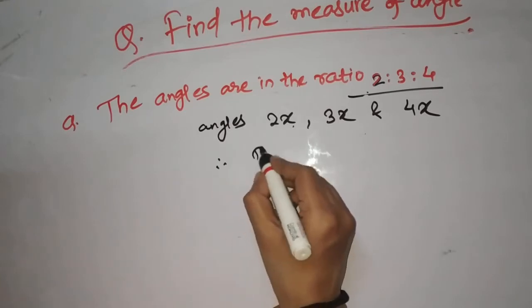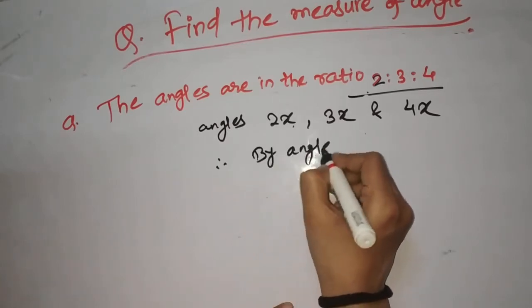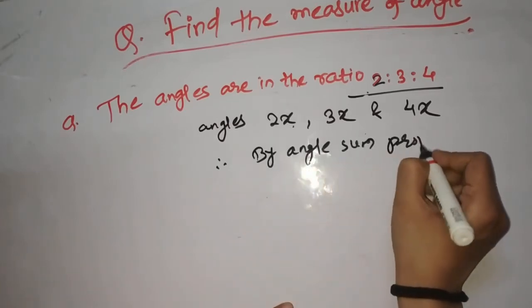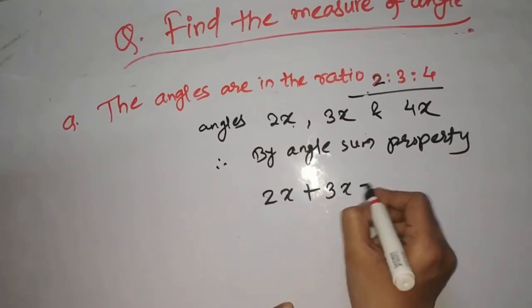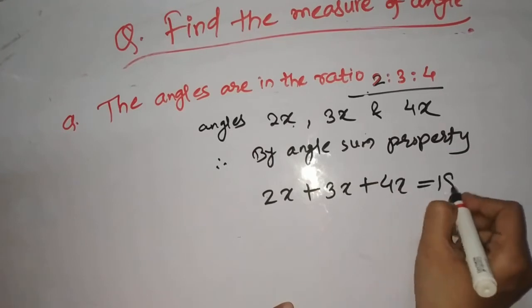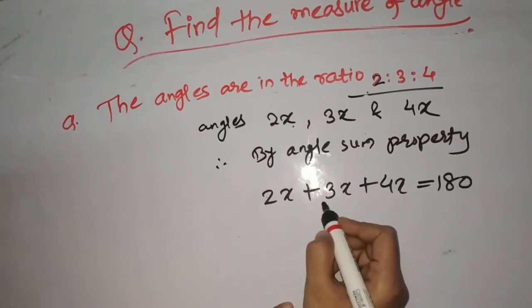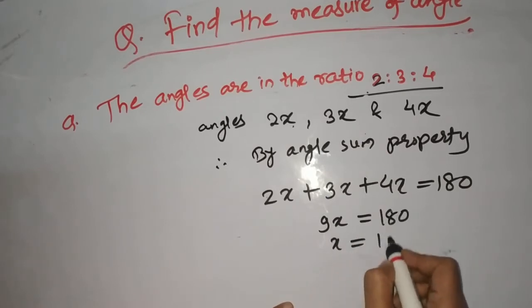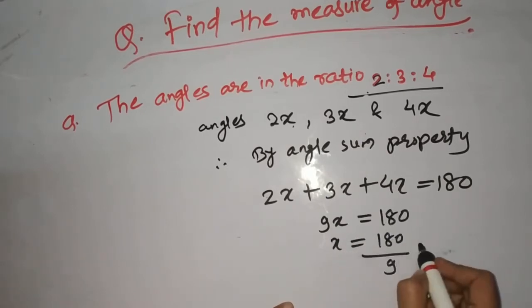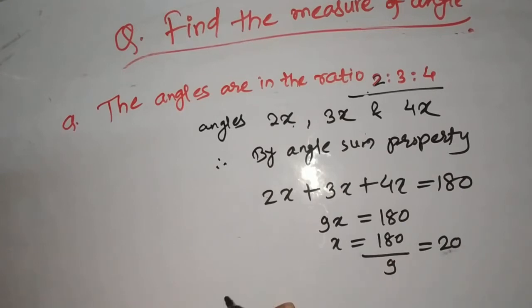So therefore, by using angle sum property again, we'll write 2x plus 3x plus 4x is equal to 180. So just sum it here. 5 plus 4, you'll get 9x is equal to 180. So friend, x is equal to 180 divided by 9, which is 20.